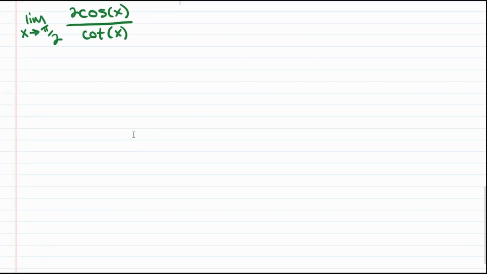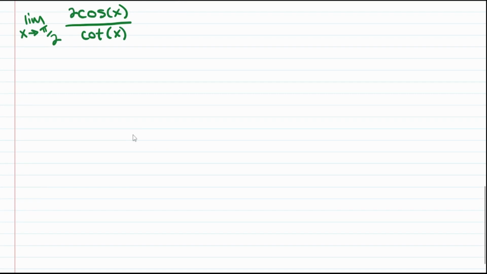Last one, we have the limit as x approaches pi over 2 of 2 cosine x over cotangent x. So pause the video, take a moment, and try to figure it out on your own. Go ahead and do it together.